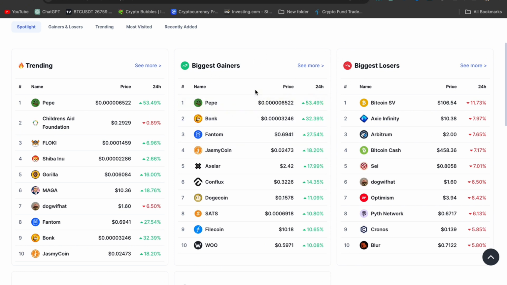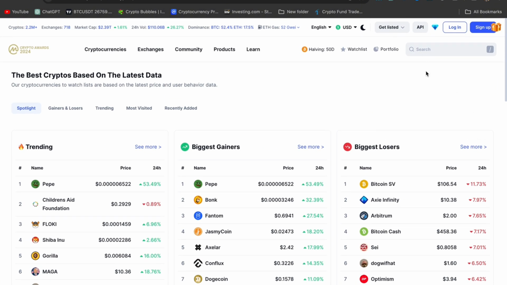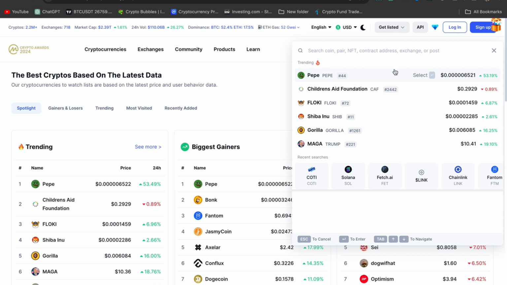Now we can select a coin either from the biggest gainers, or from this particular place, biggest losers. What I want you to observe is this. Scroll down. When you scroll down and you click on the search box at the right-hand side, you can see this is what is currently happening. Pepe is 53%. We have these particular coins that are currently trending.